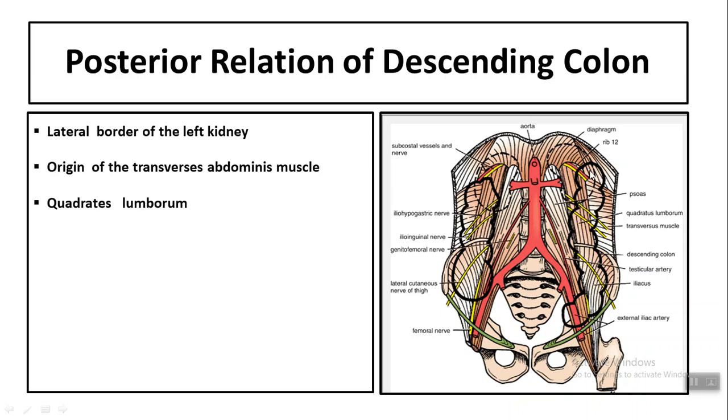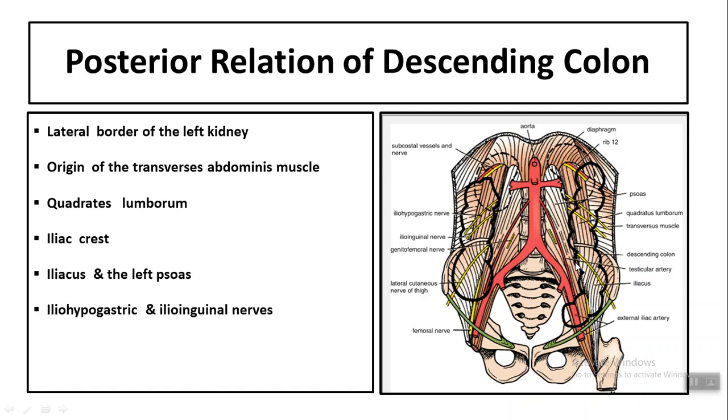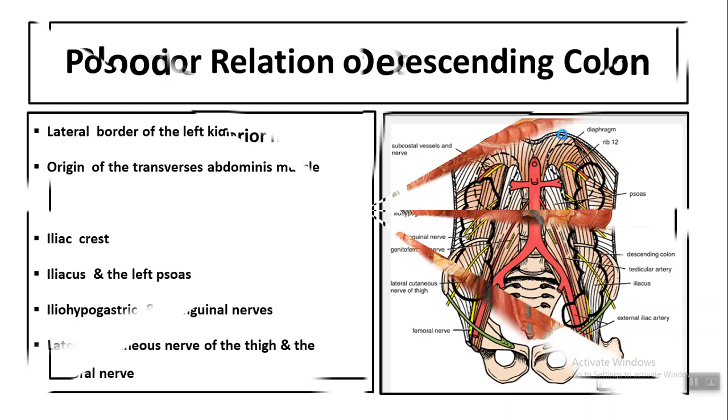Origin of the transversus abdominis muscle, quadratus lumborum muscle, the iliac crest, iliacus and the left psoas muscle, iliohypogastric, ilioinguinal nerves, lateral cutaneous nerve of the thigh and the femoral nerve. All these structures are the posterior relations of the descending colon.